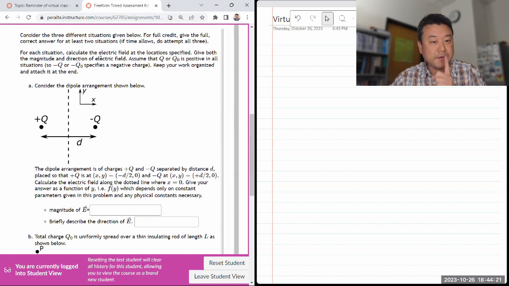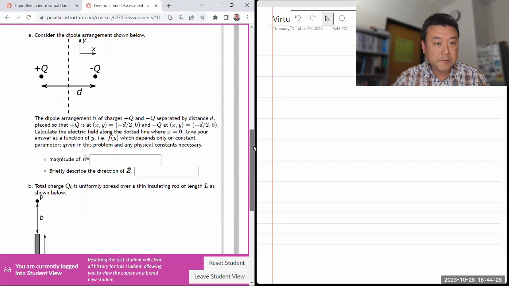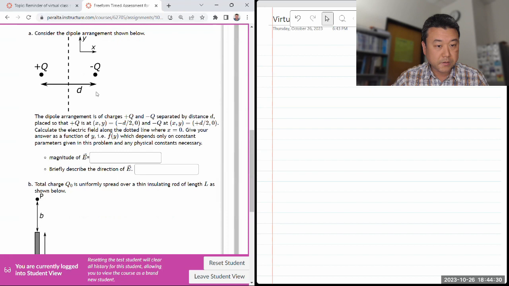So for each, calculate the electric field. Okay, give both magnitude and direction. Okay, just the electric field. All right, that's good. So consider dipole arrangement shown below. Yeah, that's just a word description of the arrangement, and it's asking for magnitude of E.